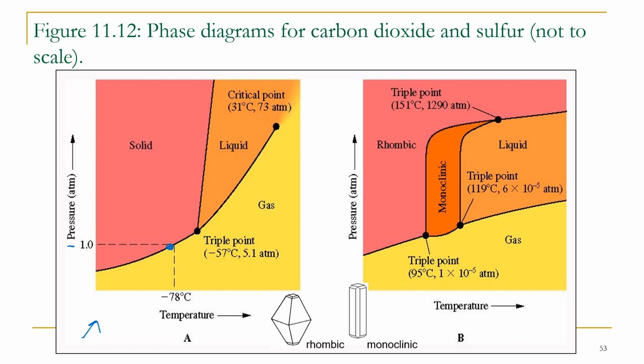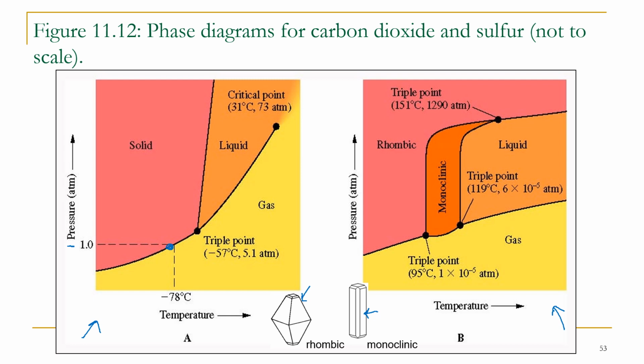This picture over here is actually sulfur. Again, none of these are to scale, but this is what I was talking about before: you can see that there's actually a fourth region. At some pressures and temperatures, we have this rhombic shape solid. And at some temperatures and pressures, we have this monoclinic, which is a different shape to the solid.